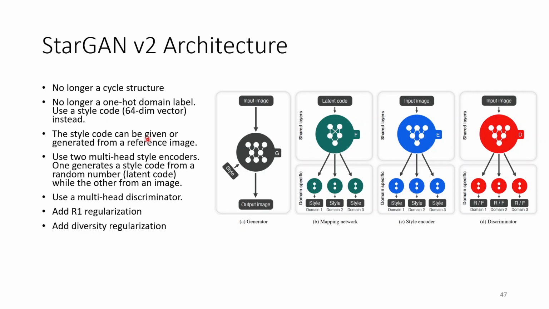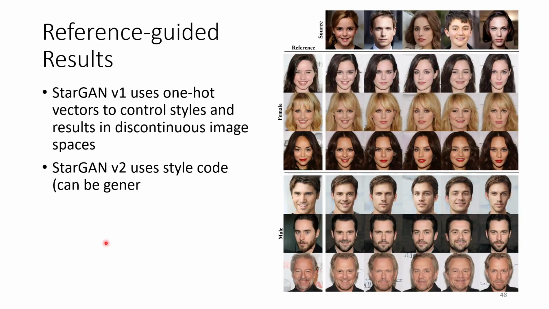All right. So because there is no cycle, how do they calculate the difference between different domains? They created the structure of a multi-head discriminator and a multi-head style encoder. Okay, all of them are multi-head. Then they add R1 regularization and some diversity regularization. Okay, let's see their result.